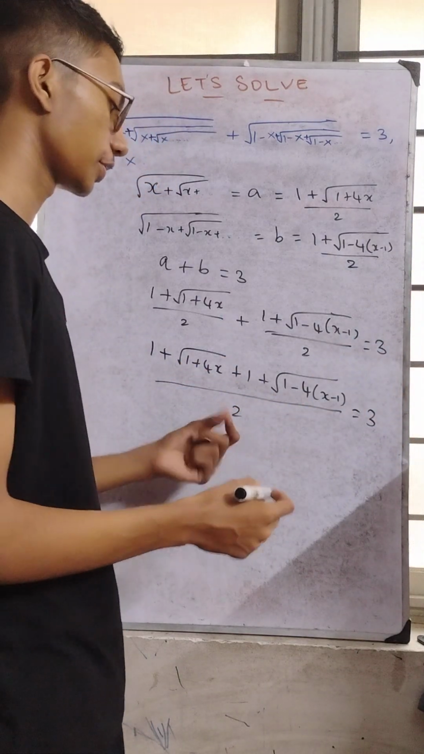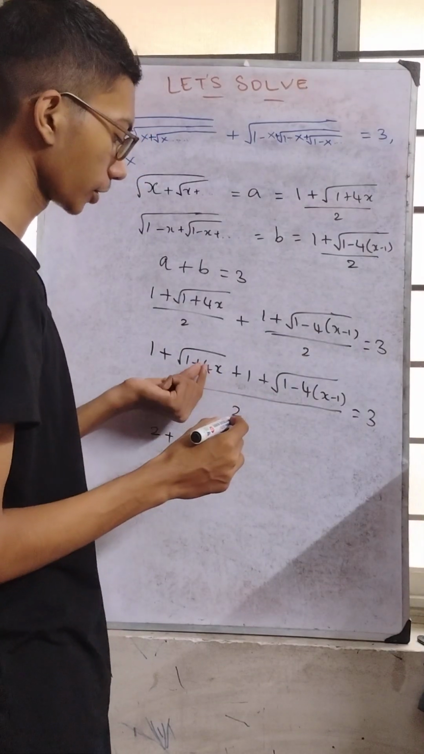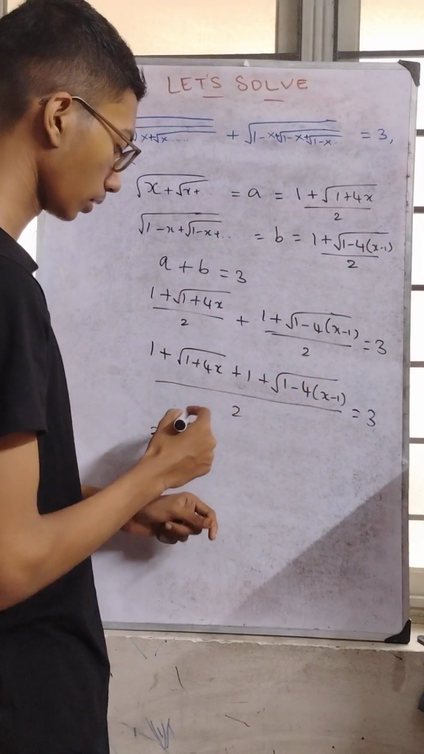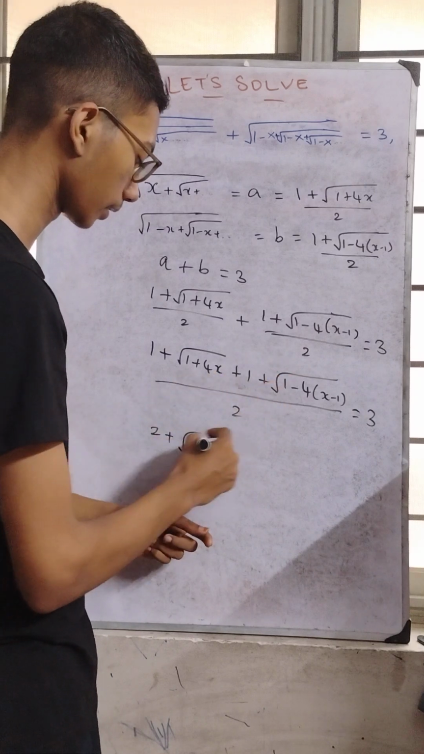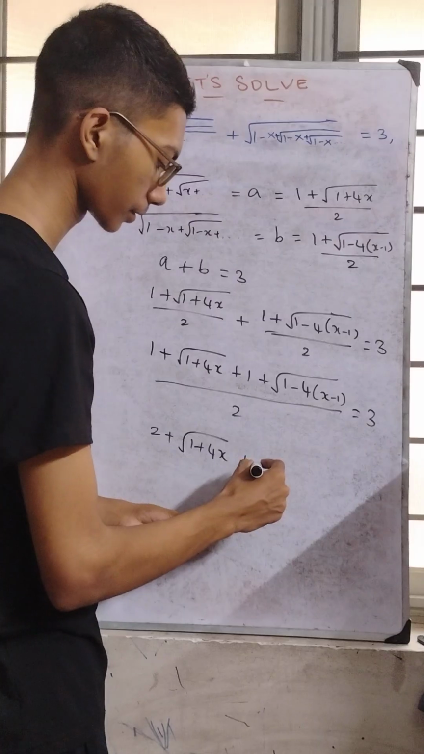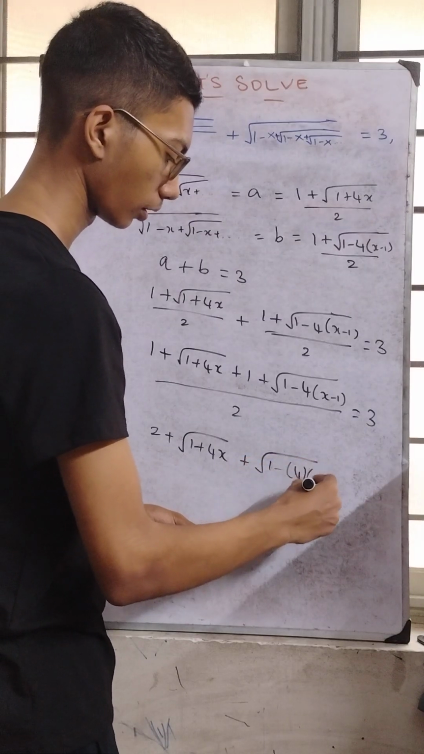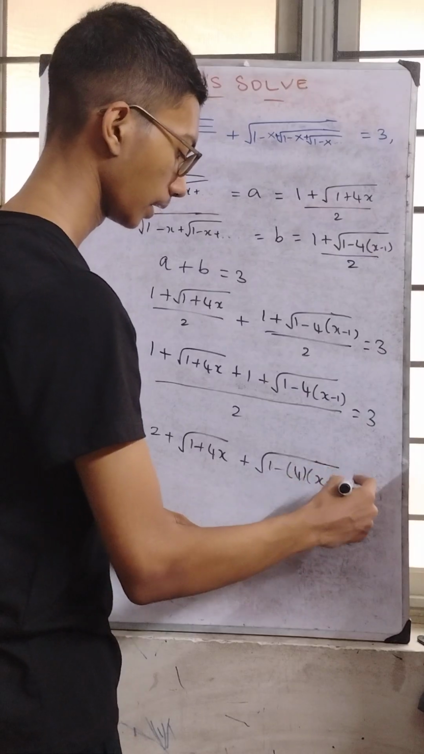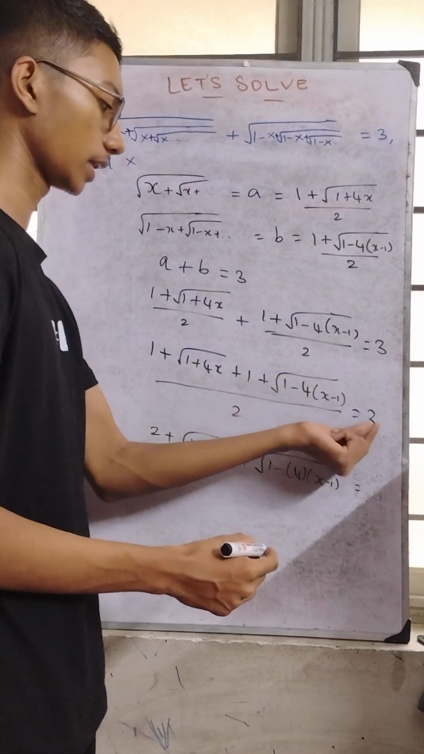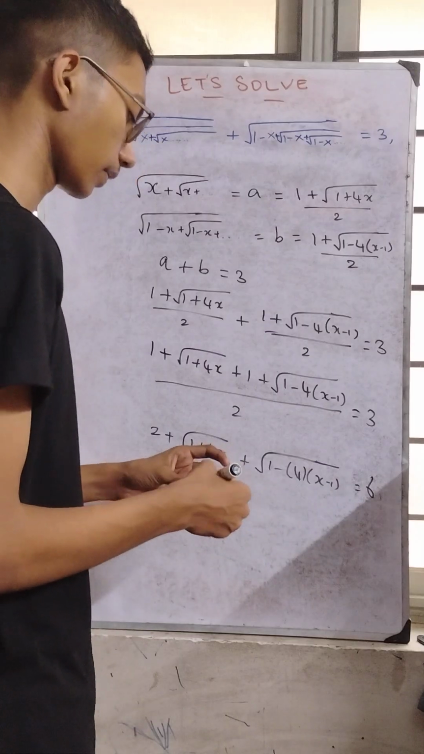Now just usual algebra to simplify. So 1 plus 1 is 2. These two terms are not common or not the same. So we can write them as root 1 plus 4x plus root 1 minus 4 of x minus 1 equals, we can take this 2 to the other side and multiply with this 3. So equals 6. So this is what we have now.